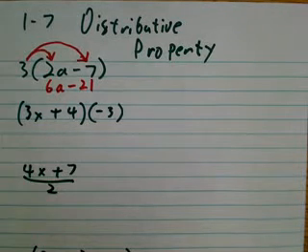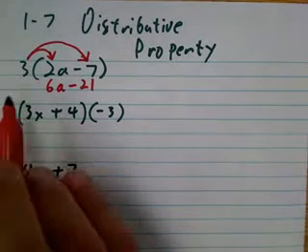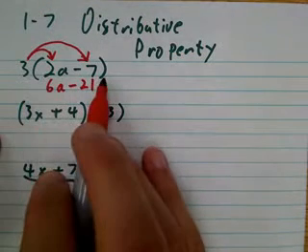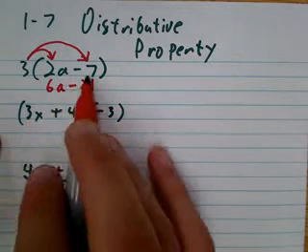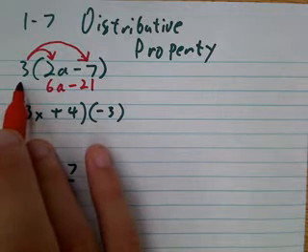Okay, what's happening? This is section 1.7, the distributive property. Basically, what the distributive property says is it's kind of a way to cheat order of operations. So, for example, in an expression like 3 times, and then in parentheses, 2a minus 7, normally you'd have to do what's inside the parentheses first, and then multiply by the thing on the outside of the parentheses. But I can't do that here.